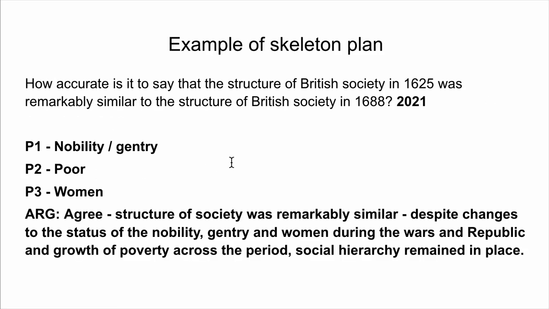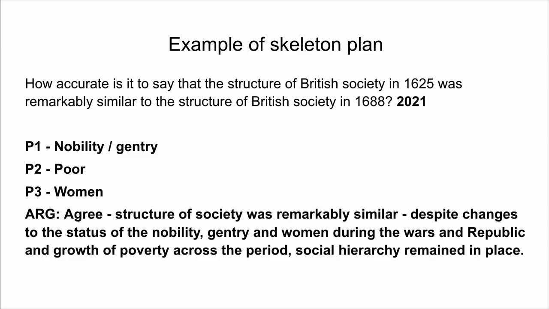So this is an example of a skeleton plan. This is a 2021 question for Stuart Britain. How accurate is it to say that the structure of British society in 1625 was remarkably similar to the structure of British society in 1688? So the way that I would suggest structuring this is something like this. Paragraph 1, you talk about the nobility and the gentry. Paragraph 2, you talk about the poor. And paragraph 3, you could talk about the status of women.